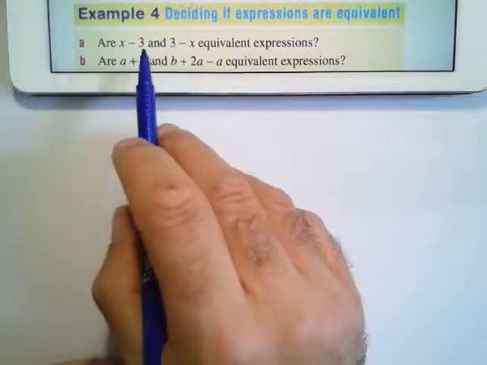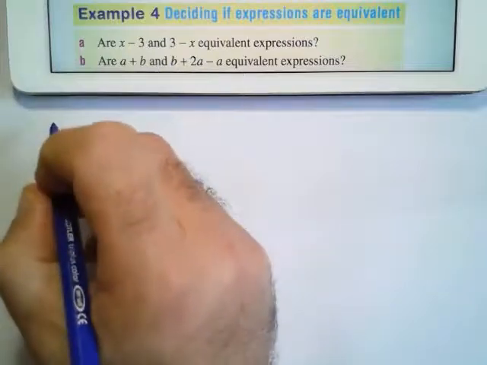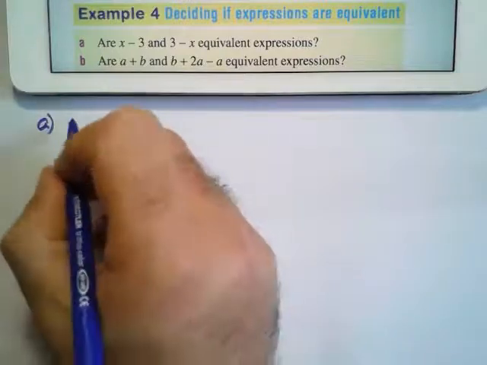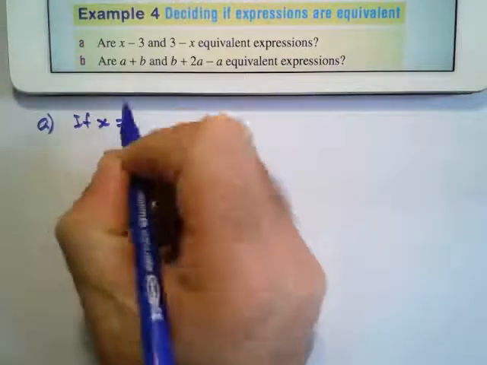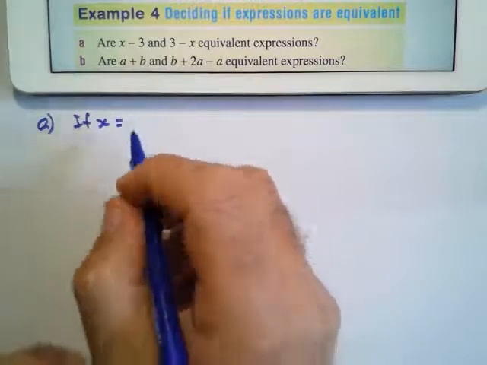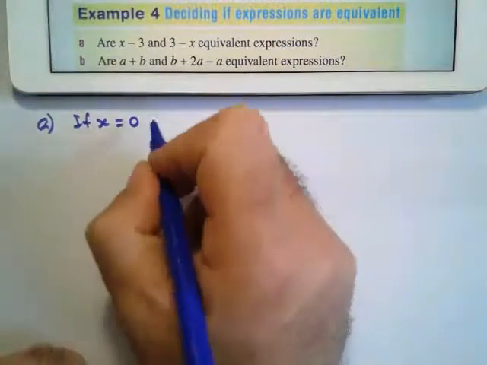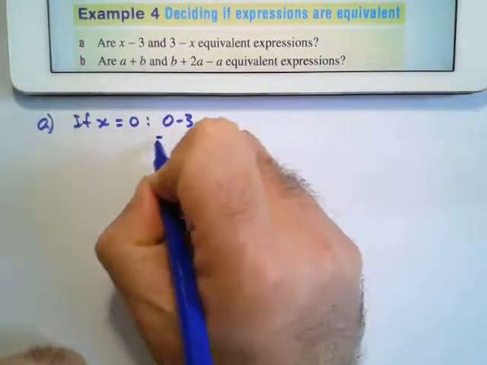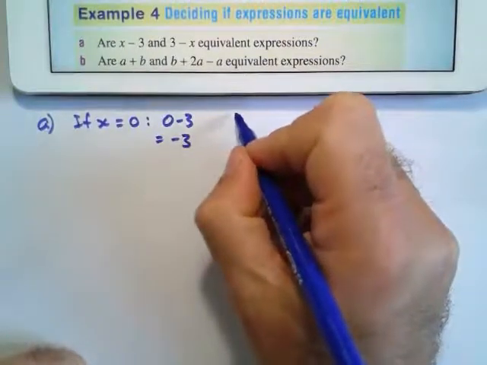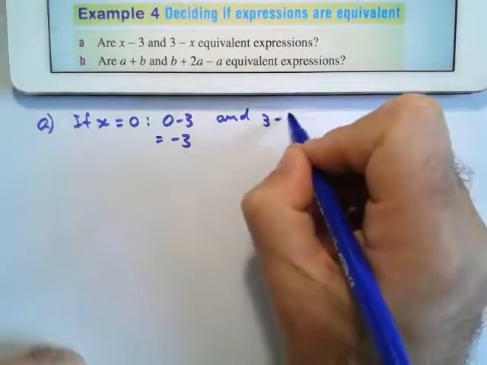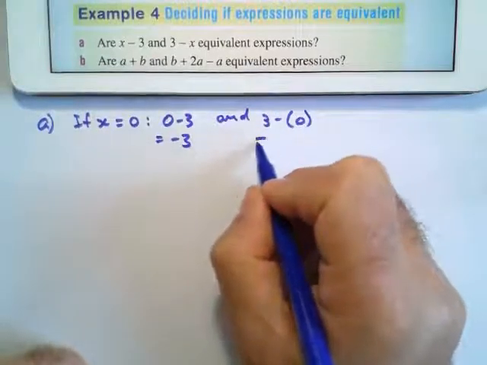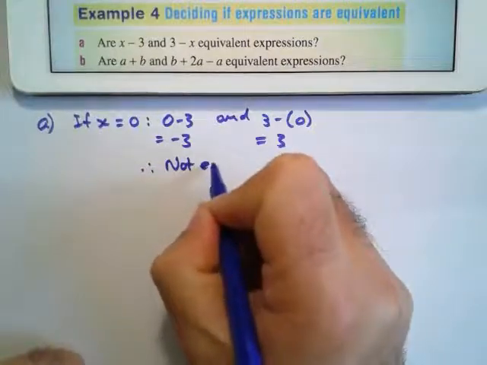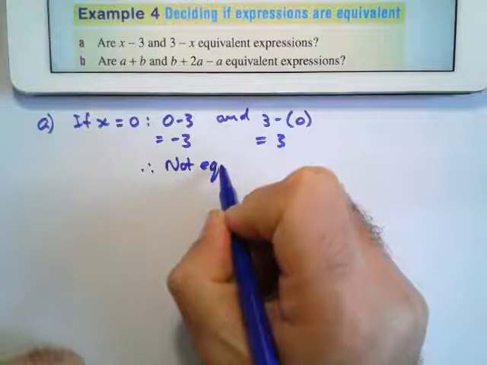So if I have something like x minus 3 and 3 minus x, if this was an exam, you have to show that you have done some working. So I would say if x equals, and you can substitute any value, I would say the easiest value to substitute is 0. Then I'll say if x equals 0, then 0 minus 3 equals negative 3, and 3 minus 0, 3 take away 0 is 3. Therefore, no, not equivalent, because they don't have the same values.